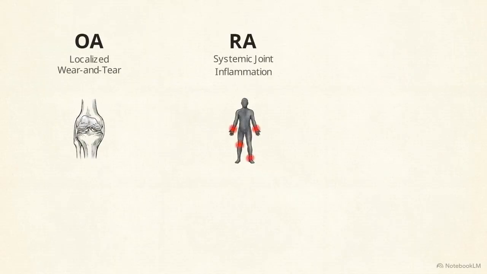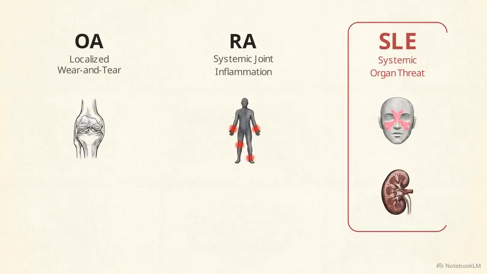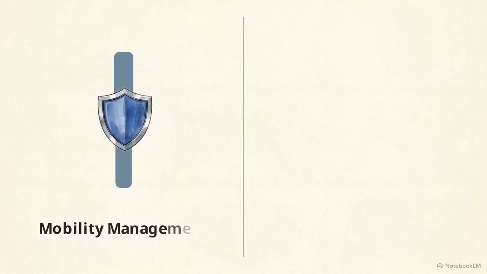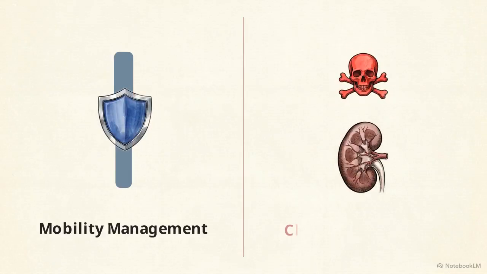Then you have systemic lupus erythematosus, or SLE. This is an aggressive autoimmune disease that attacks connective tissues and major organs indiscriminately. Localized pain requires mobility management. Systemic attacks threaten vital organs and demand immediate, high-level clinical intervention.